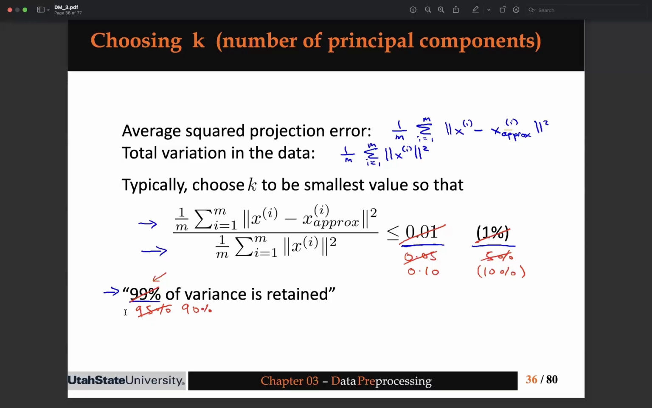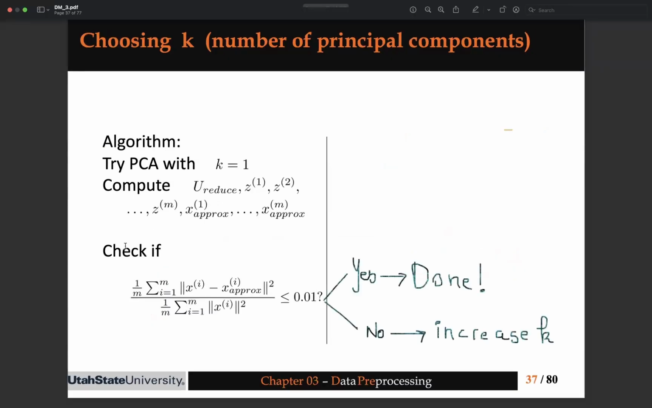Now, the way it works is that I start first, and this is a small pseudocode about how to choose the K with PCA. So after, of course, finding the x approximation using the u reduce and the z's in the reduced space, we need to start checking, starting with k equal to 1, which is the lowest possible number of principal components that we can use. So for k equal to 1, I compute this ratio that I have over here. And then I ask myself, is this less than 1%? Because I would like to conserve 99% of variance in this case.